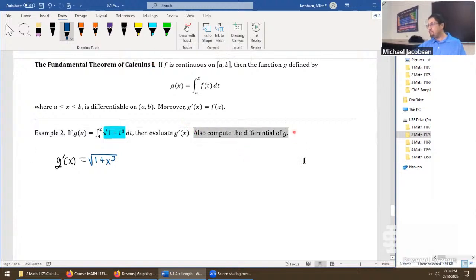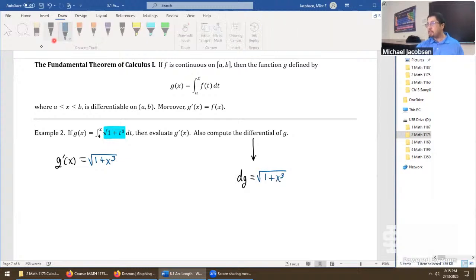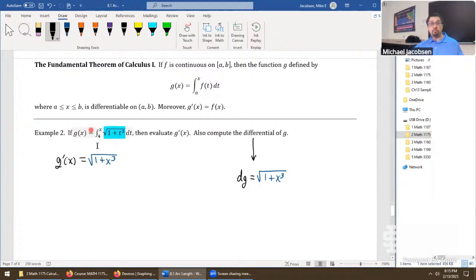But what we're really interested in, the reason we're discussing the arc length function down below in the notes, is it's more about the differential of the arc length function. So let's compute the differential of g as well. When you have a function indicated this way, the differential goes dg equals, then in the middle, it's g prime of x. We've already calculated it, so we'll go root 1 plus x cubed. That's not the full story, though. For the differential, there's a new expression over here.